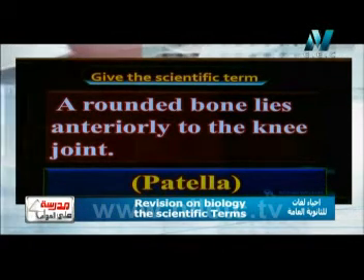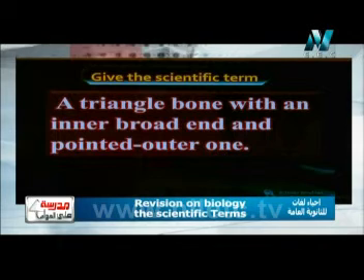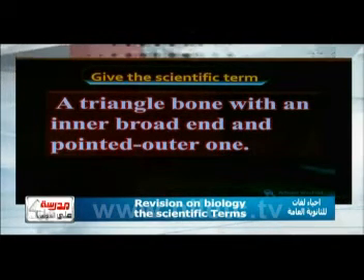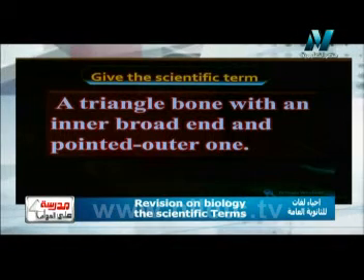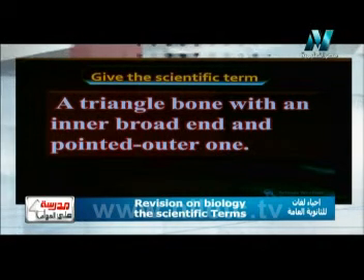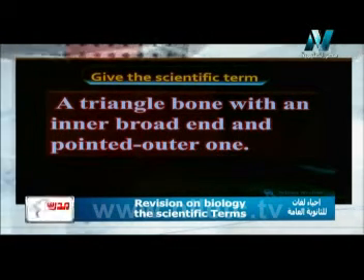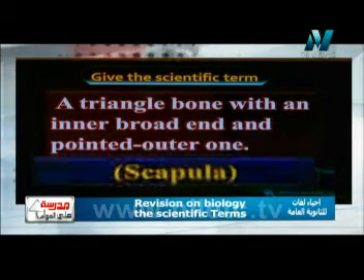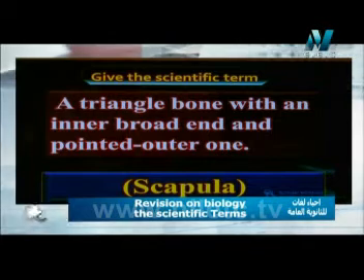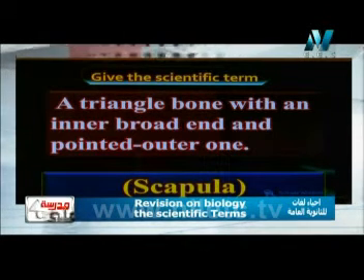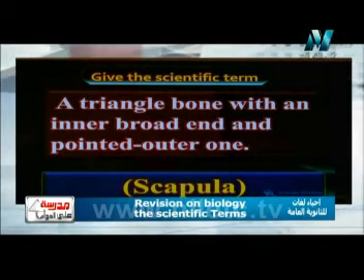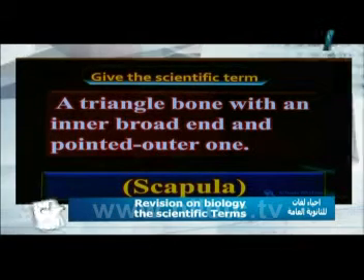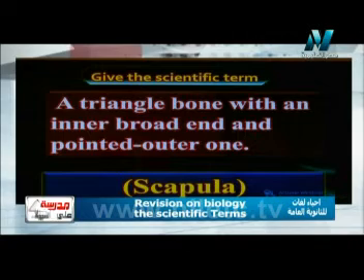The next question. A triangle bone with an anterior head end and pointed outer one. What about the triangle bone in the human skeleton? It is the scapula. The scapula is the triangle bone. The inner pronged end is pointed, where there is a cavity called the glenoid cavity, where the head of the humerus fits inside it.